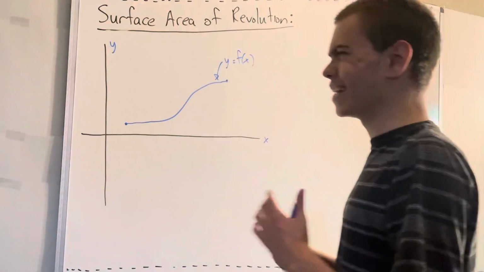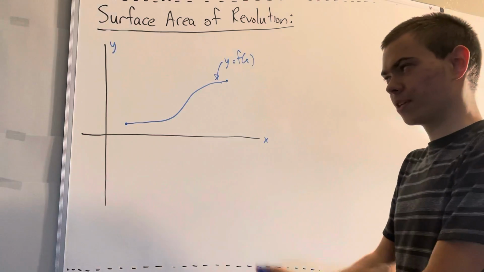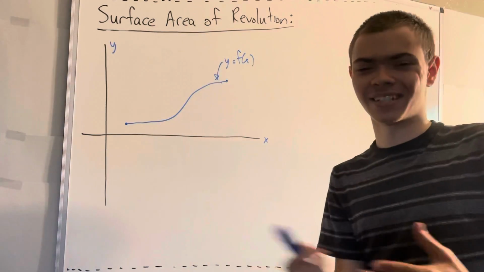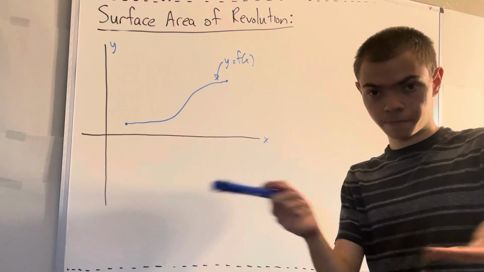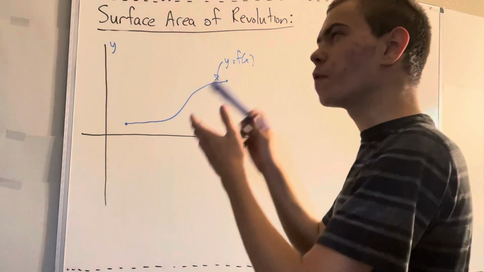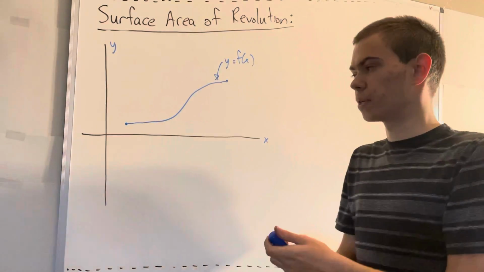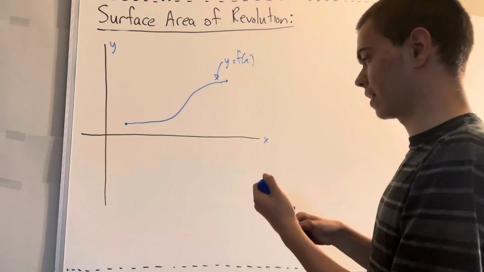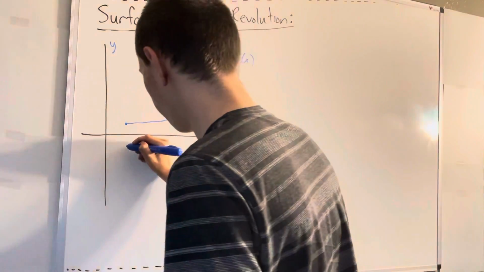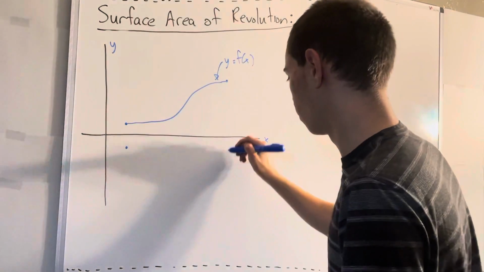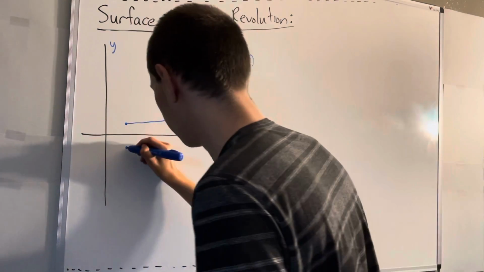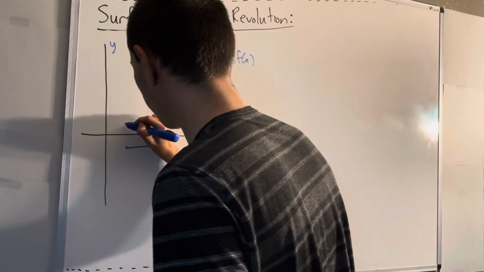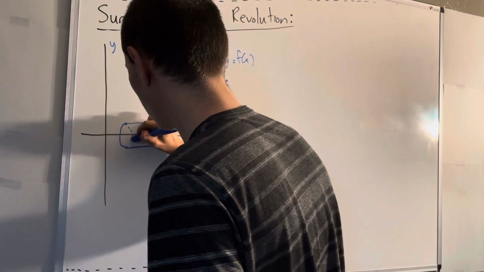So the whole idea of surface area of revolution is if we were to revolve f of x about some axis, we're going to form some surface. The whole idea is what is the surface area of the surface that is formed. So let's just say we were to revolve f of x about the x-axis. Well, in this case, the three-dimensional shape that we get will look something sort of like this.